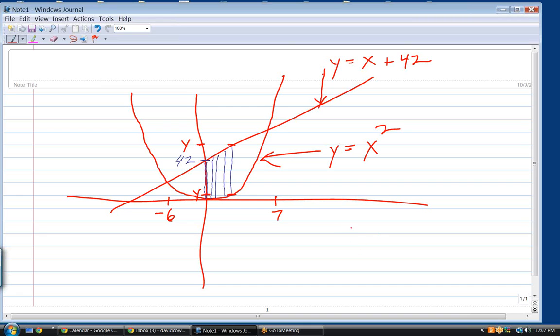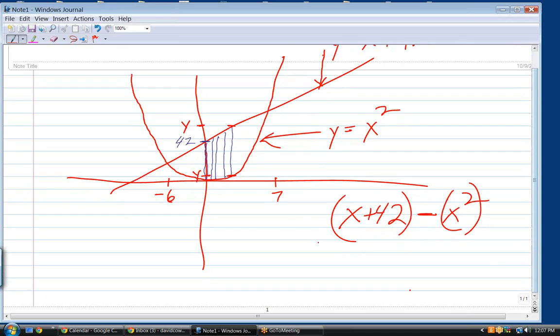In other words, if I take x plus 42 and subtract x squared, that's the straight line, that's the parabola, that blue line is the distance between them. An important concept to get, that the length of each of these blue lines that I drew is x plus 42 minus x squared. Okay, well, that becomes our new function. That's the length of a vertical line. Okay. Well, we're trying to maximize that length.